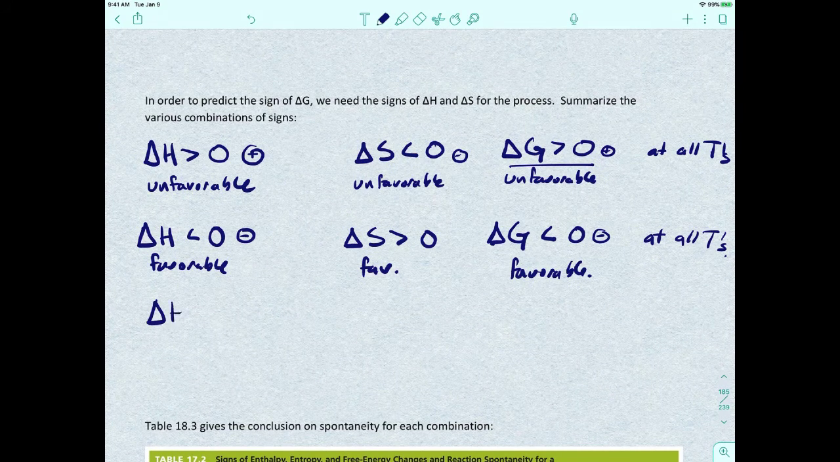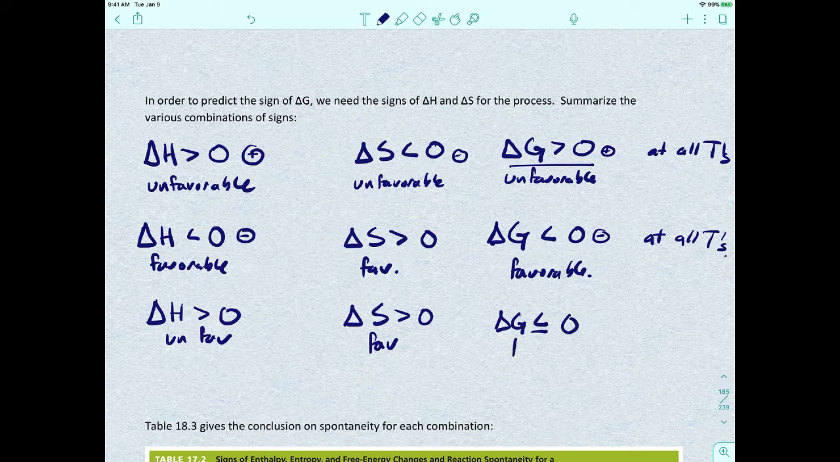If delta H is greater than 0, so we know it's unfavorable, and let's say delta S is greater than 0, so that is also favorable, delta G could be less than or equal to 0, so it could also be favorable under these conditions, but we don't know at what temperatures that is a possibility.